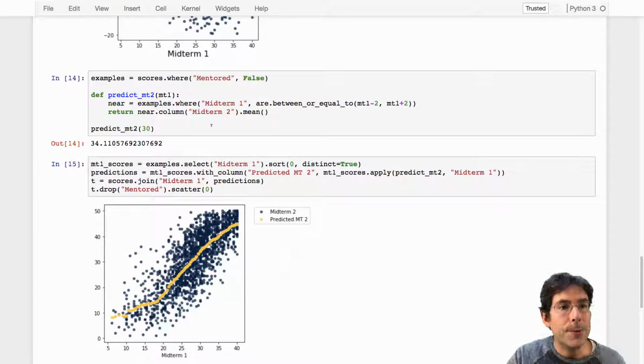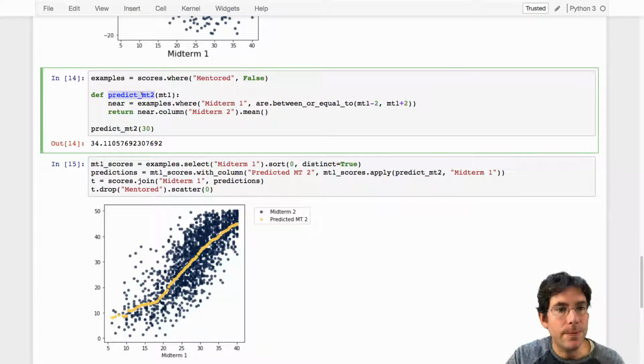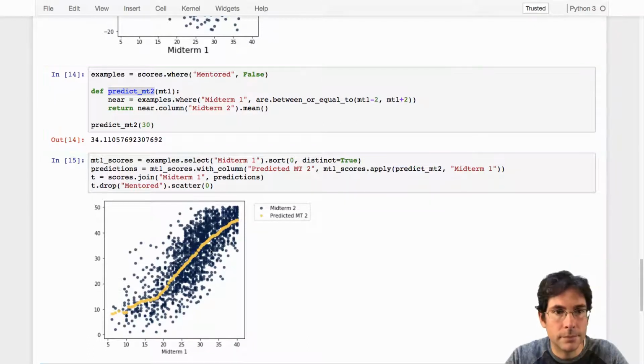So now we're going to use PredictMT2, the prediction function that takes in a midterm 1 score and says for the control group, here's what we would expect an average midterm 2 score to look like. We're going to use that as a prediction for what we would expect from a student if they weren't treated in any way. And then we're going to compare that prediction to how the students who received mentoring actually performed on midterm 2 and see if they beat their prediction or not.